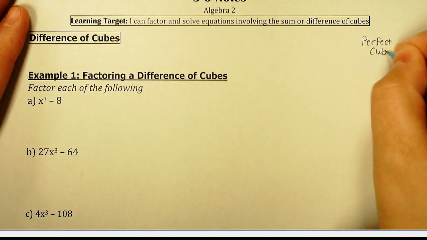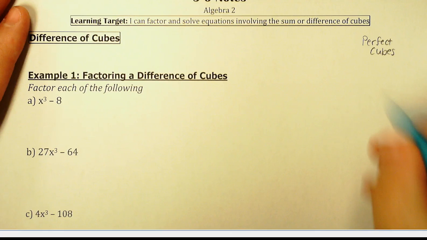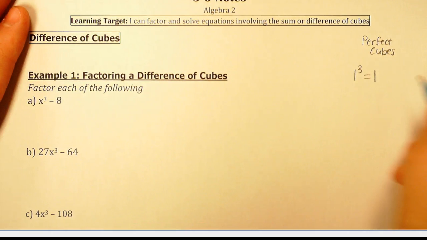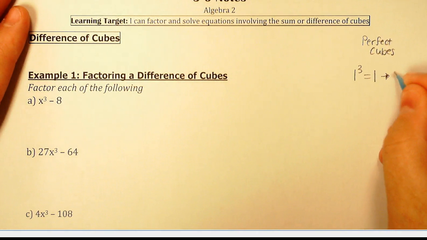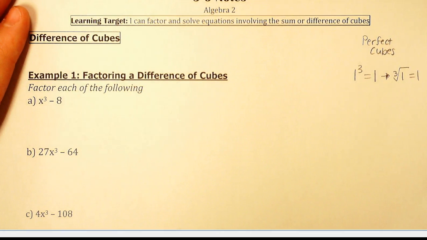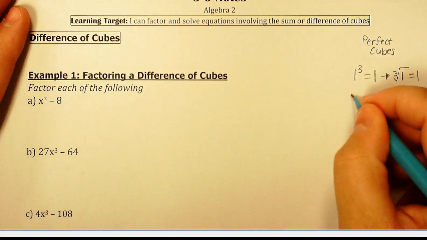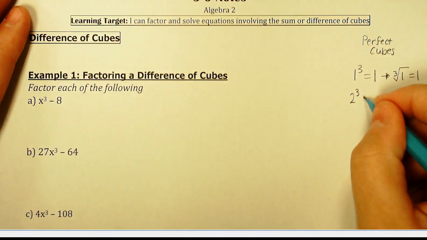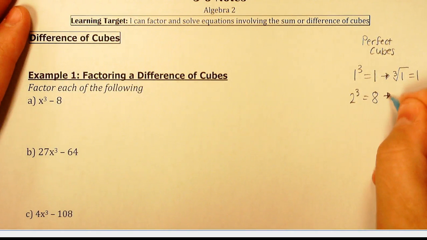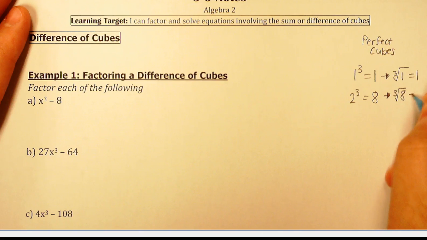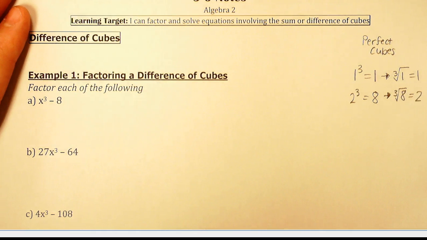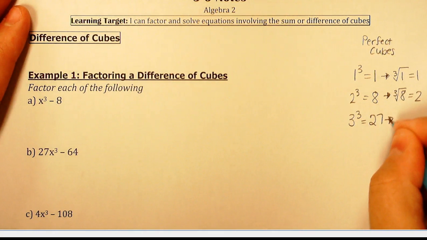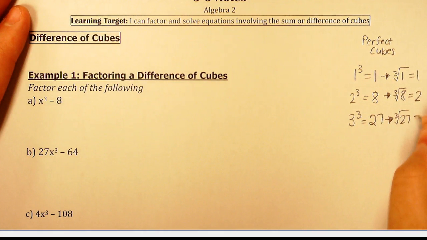I'm just going to write these down the side. So perfect cube, 1 to the third power is equal to 1. What that means is the cube root of 1 is equal to 1. I'm just going to write the list here. 2 to the third, so 2 times 2 times 2, is 8. So the cube root of 8 is equal to 2. I'm just going to write several of these. 3 to the third power is 27, meaning the cube root of 27 is equal to 3.